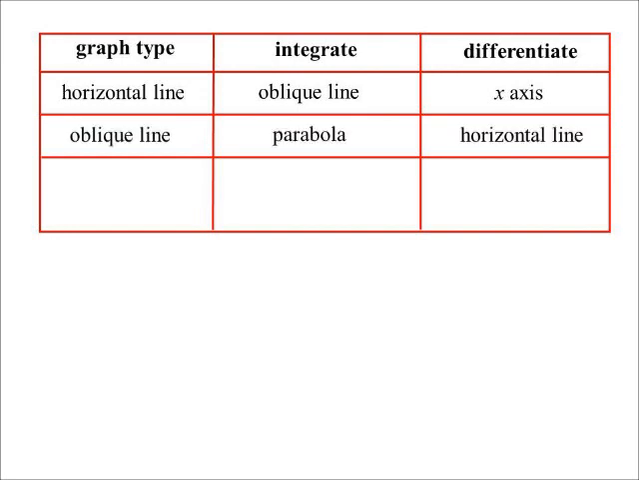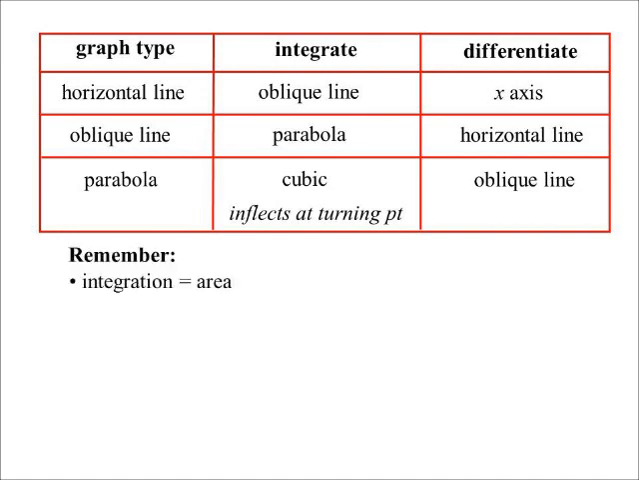If you've got an oblique line, so some line at an angle, integrate it, we're going to get a parabola. Integrate a linear function, you get a quadratic function. Differentiate it, we'll get a horizontal line. If the original graph is parabolic, integrate it, we're going to get a cubic. Differentiate it. Oh, as I say, inflections will be at the turning point. And the oblique line when we differentiate it.